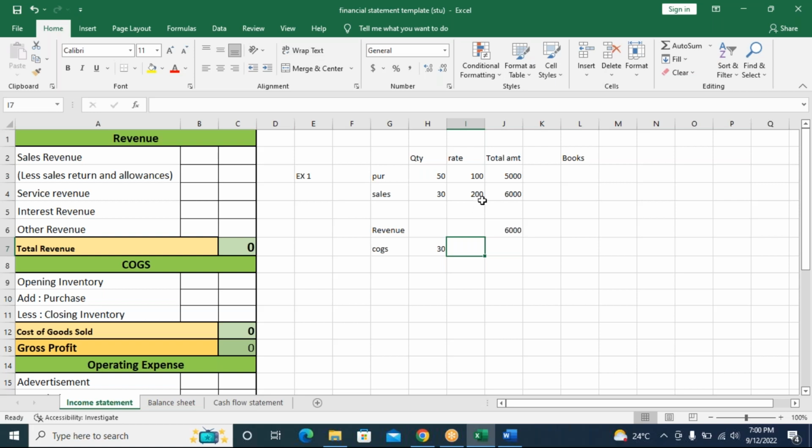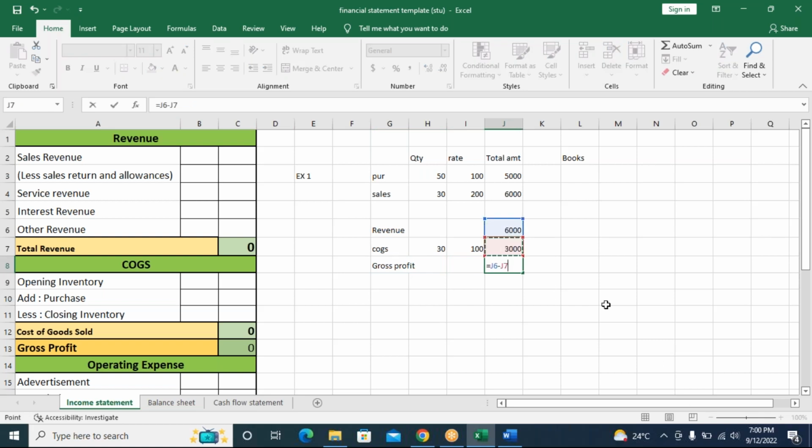100, 100, ma'am. Yes, so that is 100. The items that I have sold are books, 30 books I have sold. The purchase rate I have paid is 100. So here COGS will be equal to 30 into 100, so that is 3,000. Now my gross profit will be revenue minus 3,000, that is COGS. So this will be my gross profit.